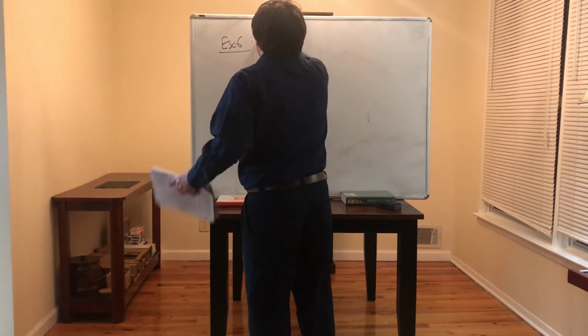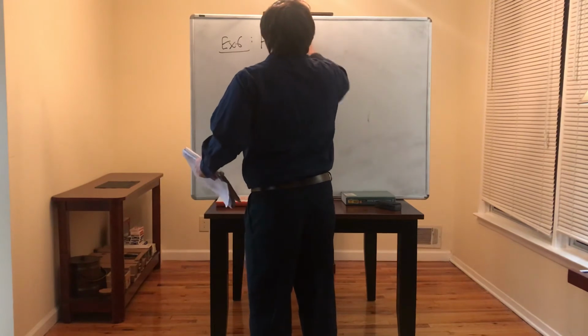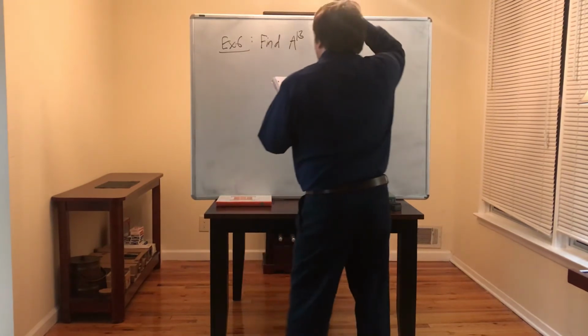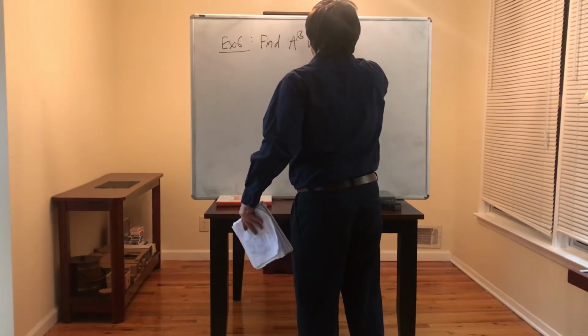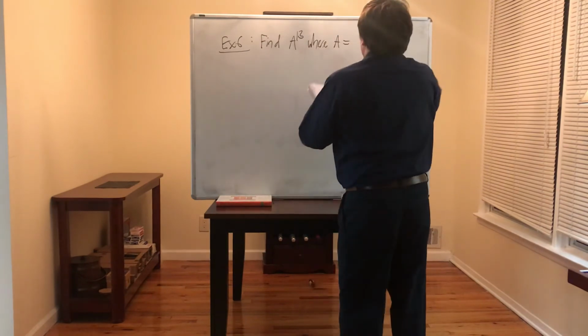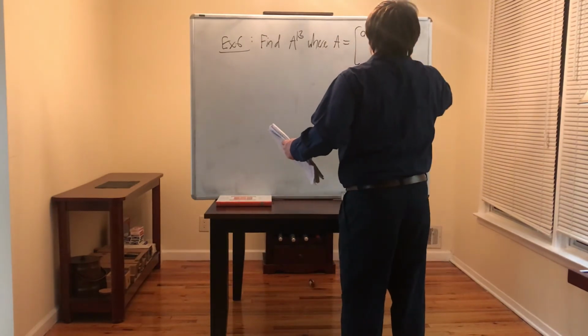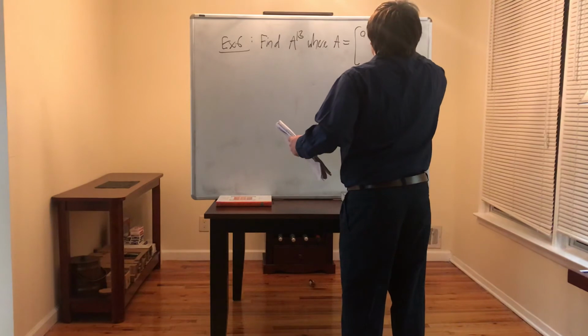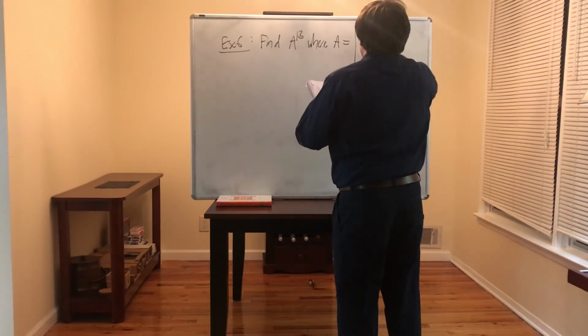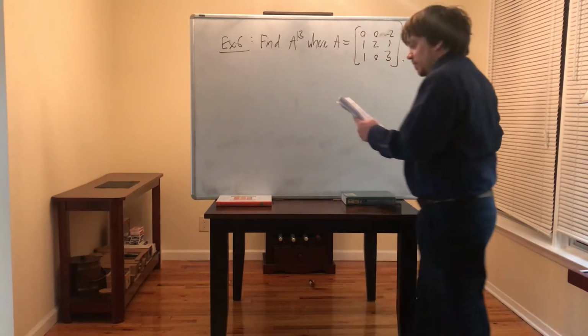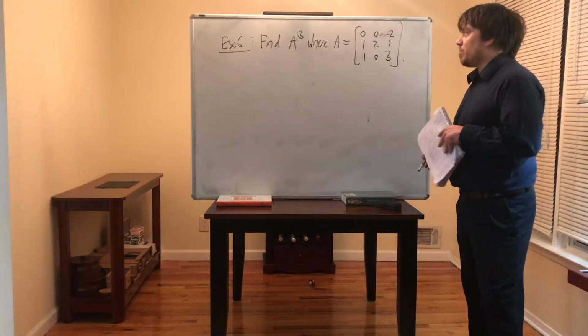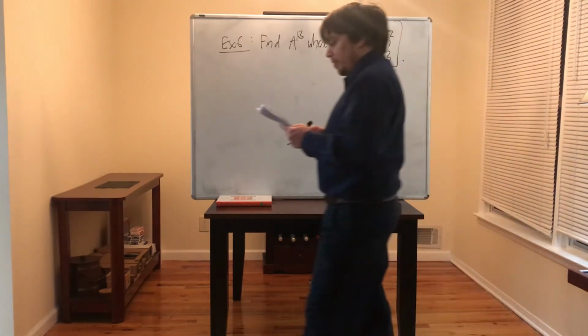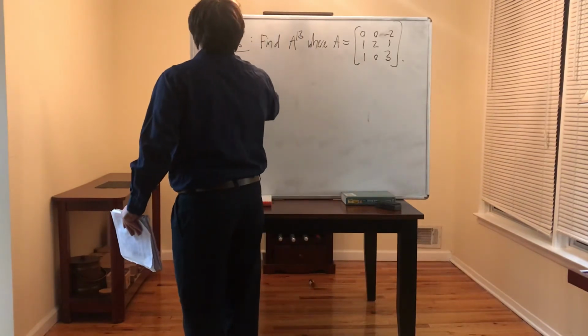So example 6, find A to the 13th where A is equal to the matrix with rows 0, 0, negative 2; 1, 2, 1; 1, 0, 3. So we're going to find A to the 13th power where A is that matrix. Okay, so here's the solution.